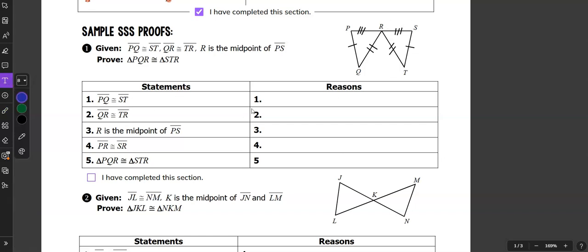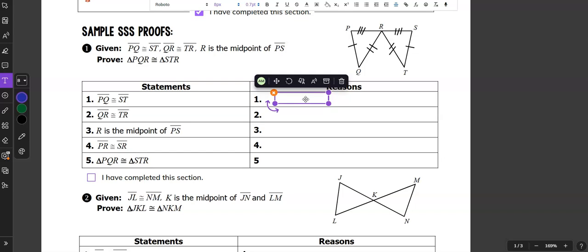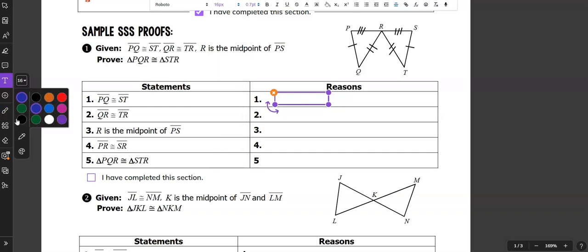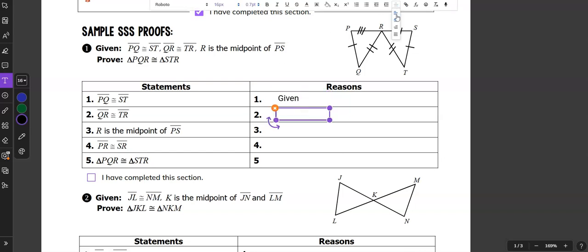So how do we do that? Well, first we're going to fill in these blanks. So how did we know that PQ and ST were congruent? Well, they told us. So that's given information. The same thing is true about number 2. QR is congruent to TR. They gave us that information. And again, that R is the midpoint. That is also given information.